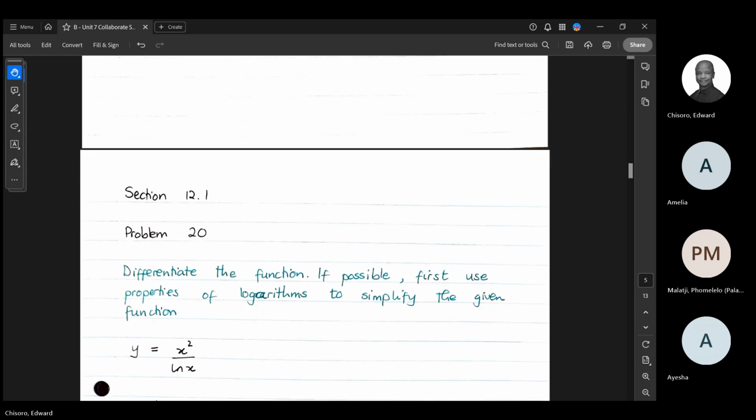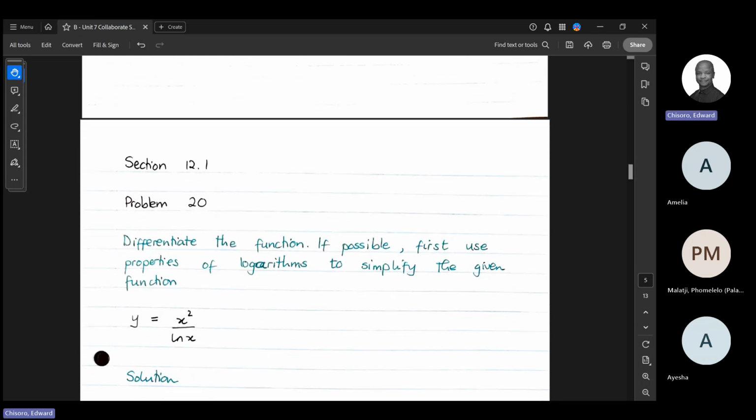Okay, so now we move on to section 12.1, problem number 20, which is asking us to differentiate the function, and if possible, first use properties of logs to simplify the given function. Our given function in this case is y equal to x squared over ln x. This one, if we inspect it, we see we can't really simplify any further, so we will proceed and do the differentiation.